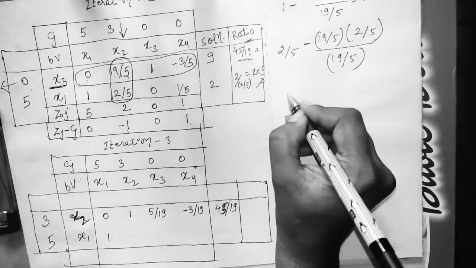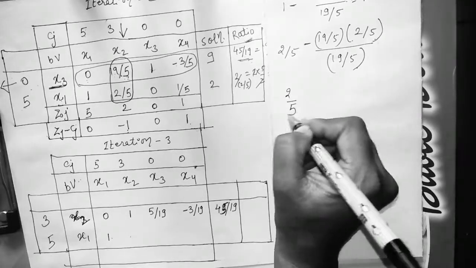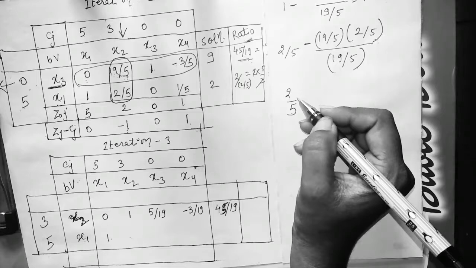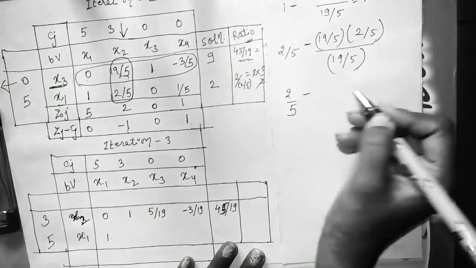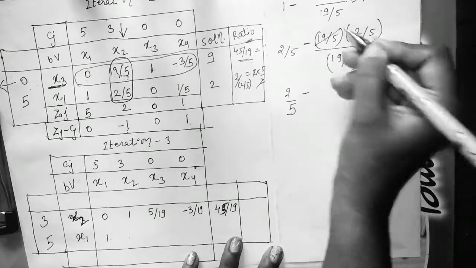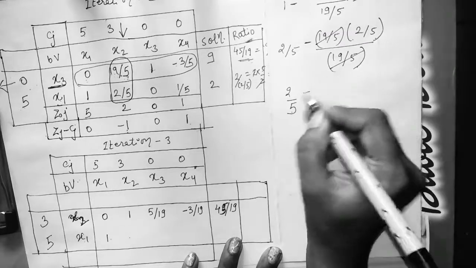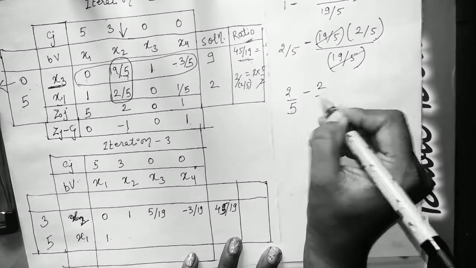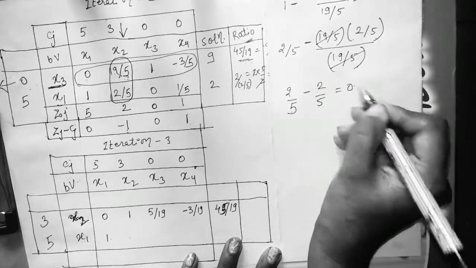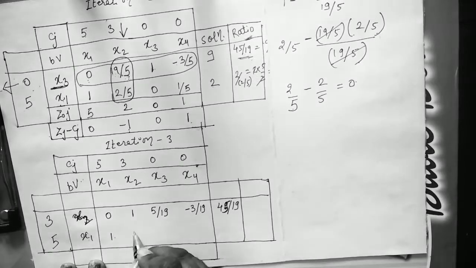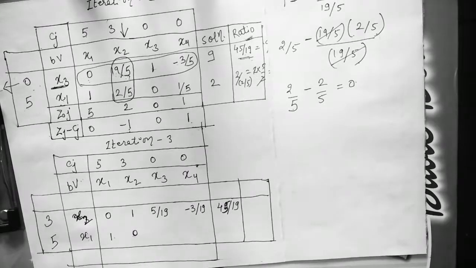So the solution will be 2 upon 5 minus, you can cancel this 19 upon 5 and 19 upon 5. So 2 upon 5 minus 2 upon 5. So this will be equal to 0. So here the value is 0.